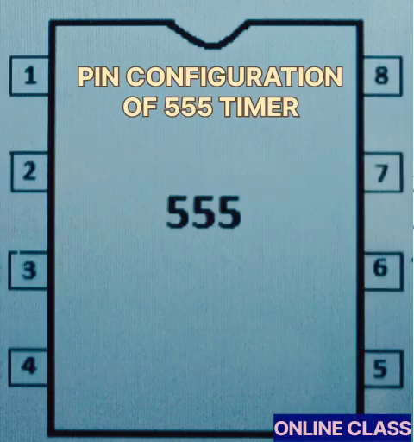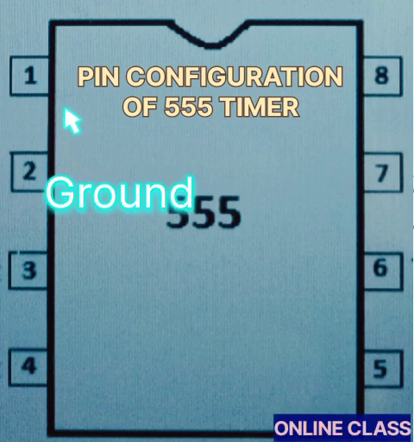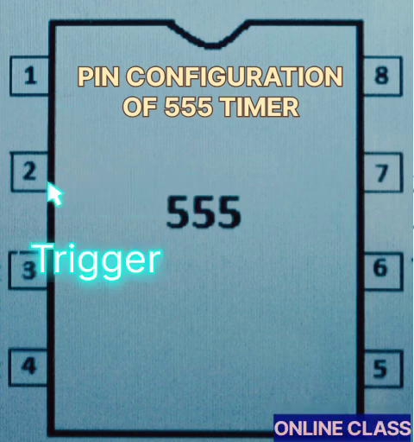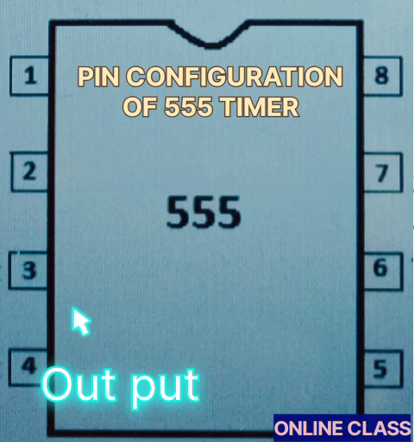Pin configuration of 555 timer. Pin number 1, ground. Ground reference voltage low level is 0 volt. Pin number 2, trigger. This output is driven to approximately 1.7 volt below positive VCC or ground. Pin number 3, out. This output is driven to approximately 1.7 volt below positive VCC or ground.